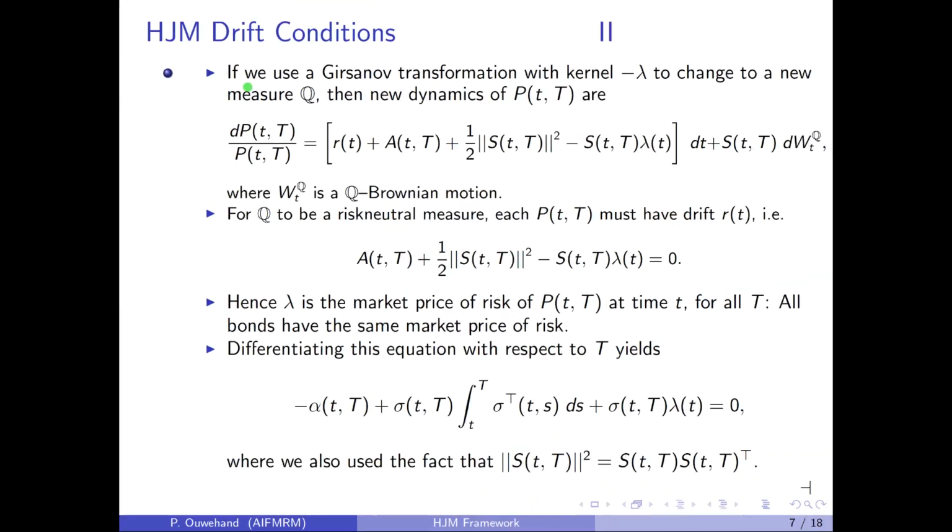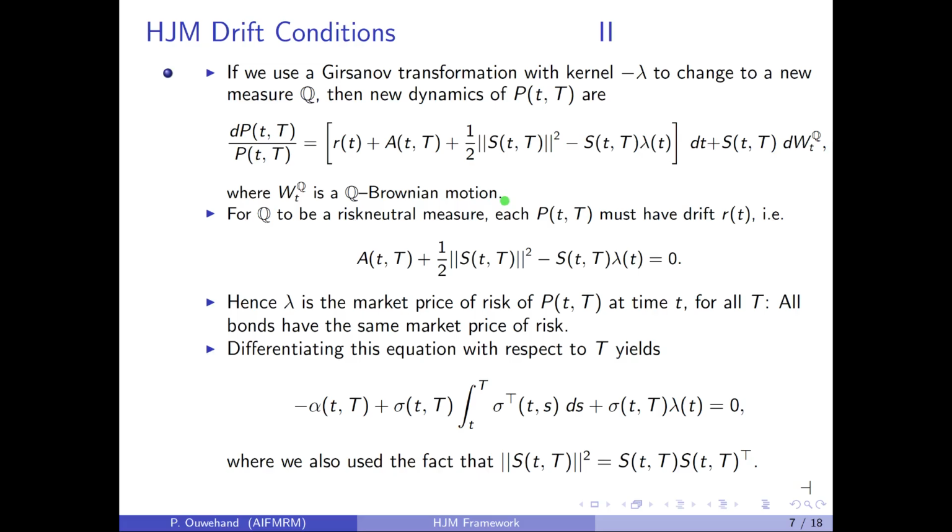Now suppose that we use a Girsanov transformation with kernel minus lambda to change to a new measure Q. In that case, the new dynamics of P are given as follows. As you can see, we've added the volatility of the bond times the Girsanov kernel to the drift, but we've left the volatility unchanged. And here W^Q is a Q-Brownian motion.